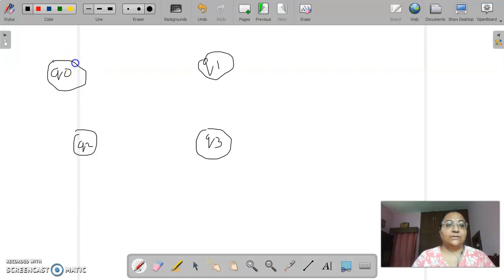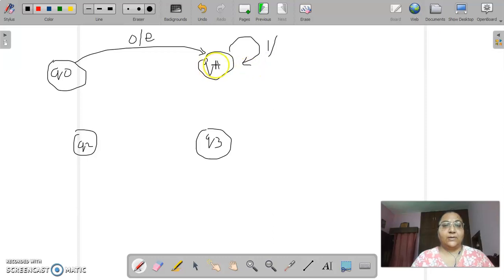So on input of 0, we go to Q1 with the output of even, and on the input of 1, we remain in Q1. Okay, we will output odd here.